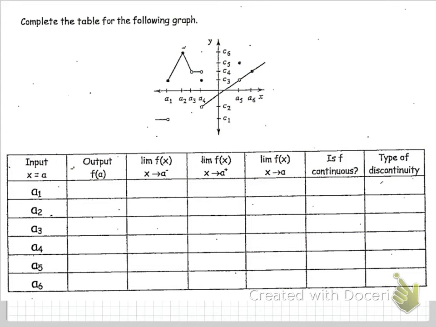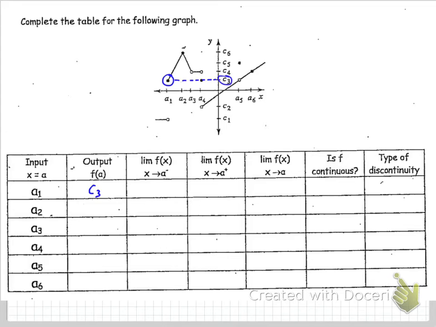Now, for this next part, we're simply going to evaluate the function, find out the output. We're going to find the limit from the left and the limit from the right. And then we're going to determine the limit, and we're going to say if it's continuous, and if it's not continuous, we're going to determine the type of discontinuity, all from this graph up here. So first of all, the output for the function, if the input is a1, that's c3.